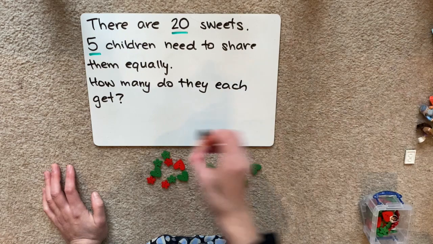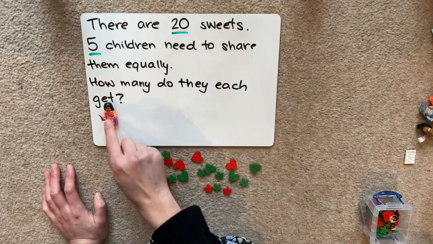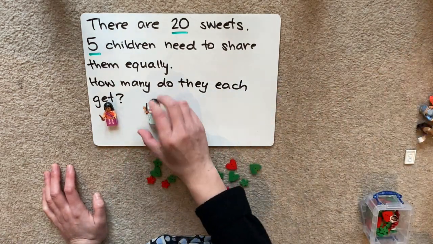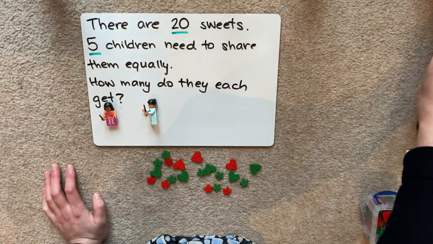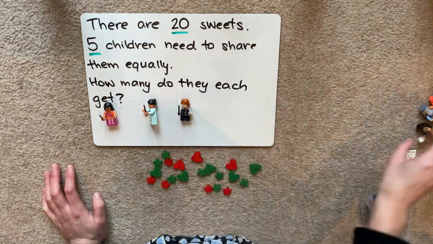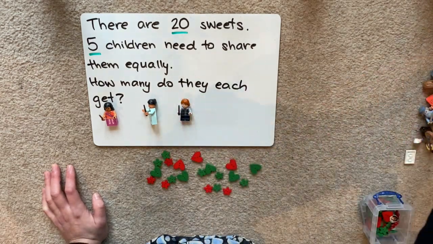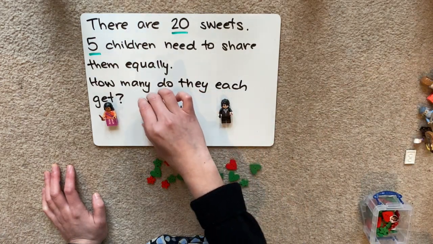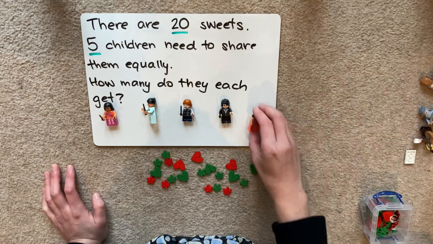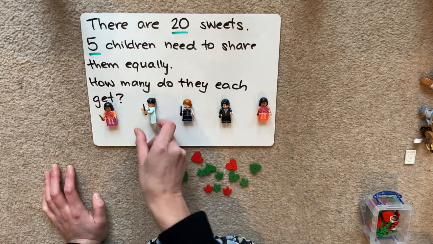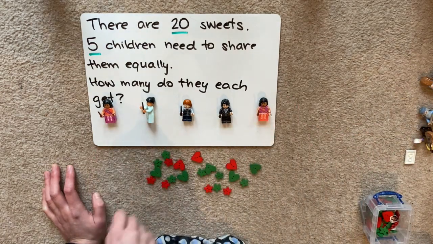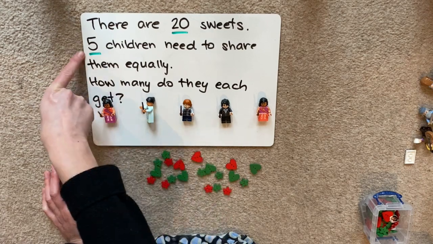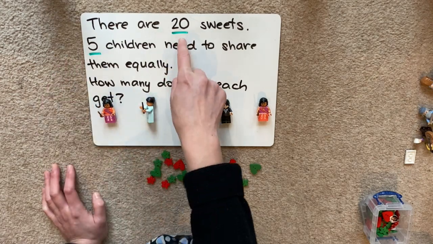I'm going to get my Lego characters out again. So that's 1 child, another child, another one, another one, and another one. So here we have 5 children. That's for this number here. And they're sharing 20 sweets.